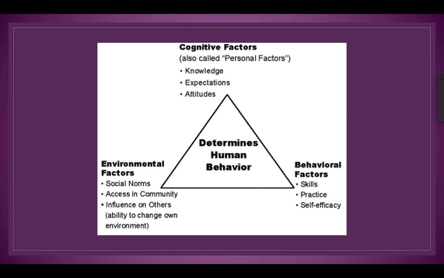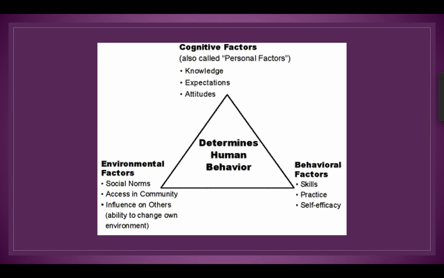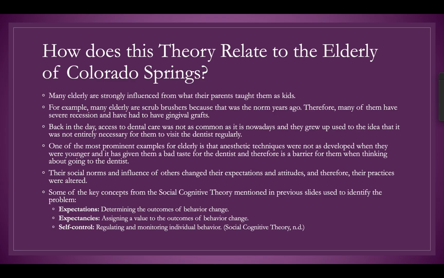Basically, I like this triangular shape where the environmental factors influence the cognitive factors, influence the behavioral factors, and influence the environmental factors. So just constantly going round and round. Basically, what you were raised to believe, the things that you surround yourself with, the people that you surround yourself with, these can all affect how you behave and the things that you do. And so basically it determines the human behavior, as it says right there in the middle.